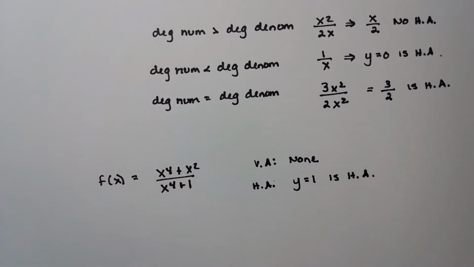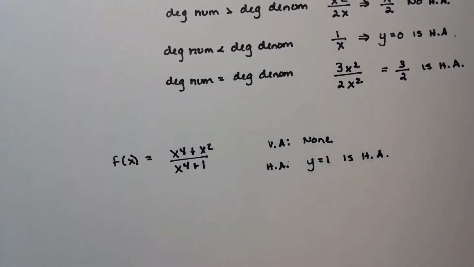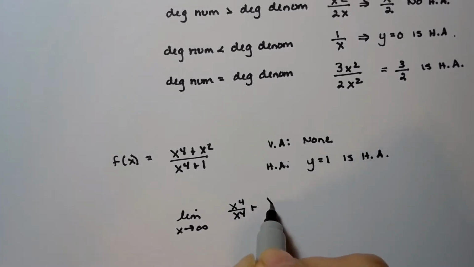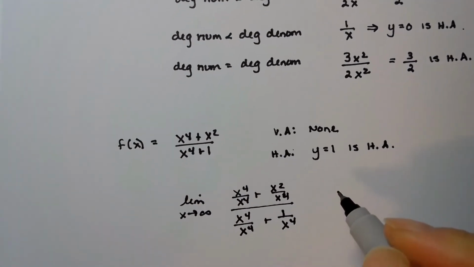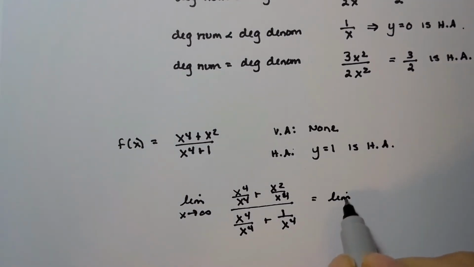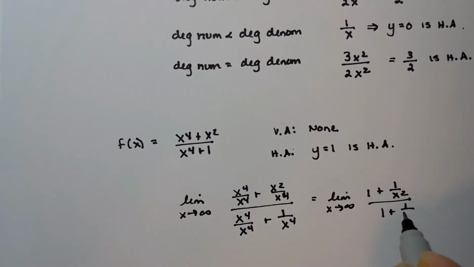The other thing I could do here is, if I wanted to take the limit, I could say the limit as x approaches infinity of x to the 4 over x to the 4 plus x squared over x to the 4. So what I'm doing is this little trick where we divide up and down by the highest power. So using a limit, that's equal to the limit as x approaches infinity of 1 plus 1 over x squared all over 1 plus 1 over x to the 4th.